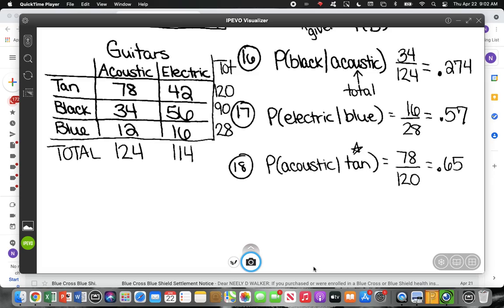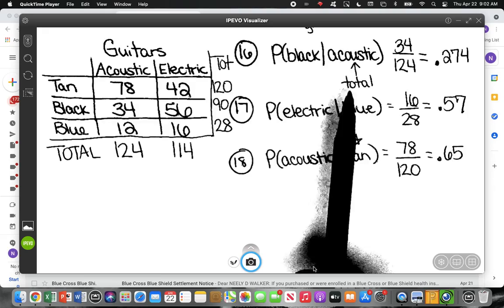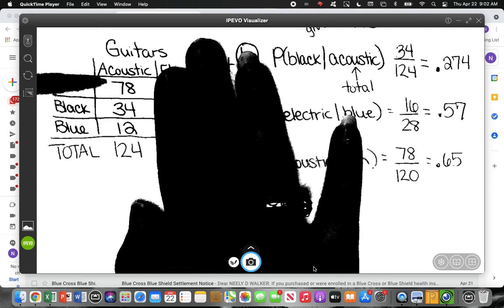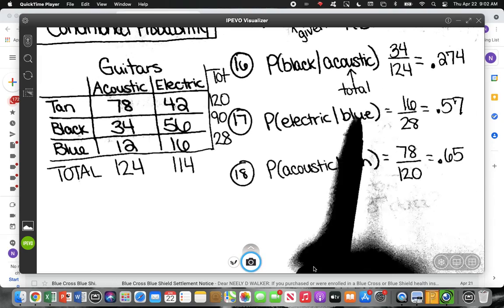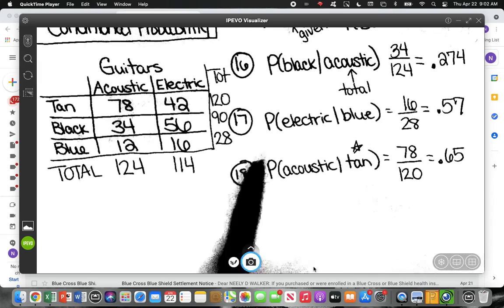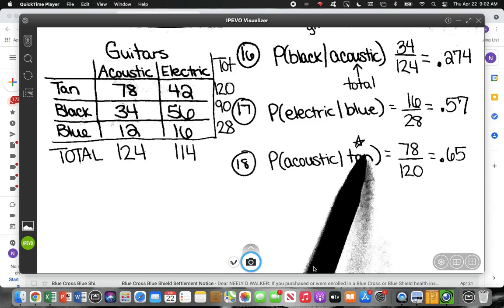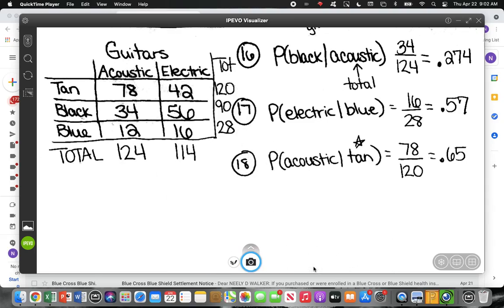So whenever you guys are looking at those, the second number is the one that you look at, that information only. So on that first one, when it was acoustic, we ignored the electrics and we only looked at this acoustic column. Then if the given is the other side, if it's a row, so like on that next one, we only looked at the blue row. When it was tan, we only looked at the tan row.